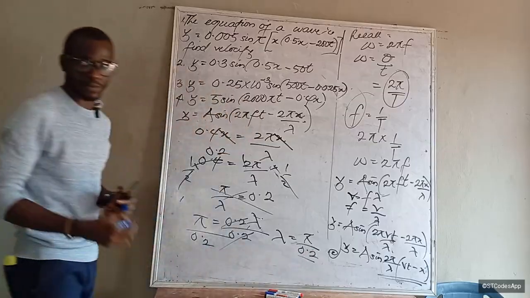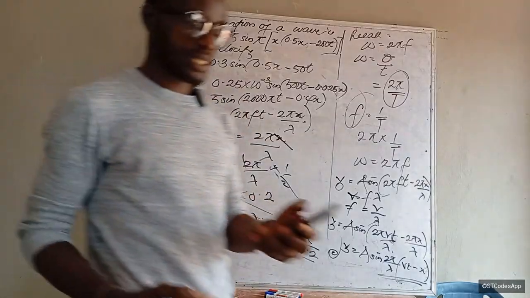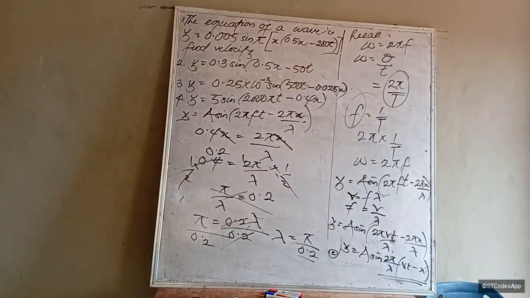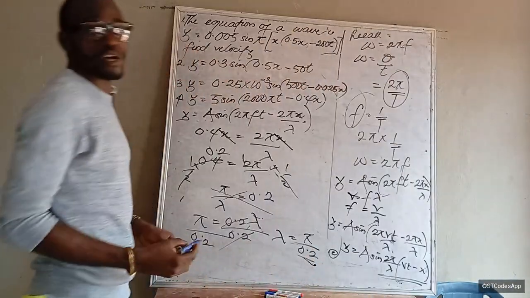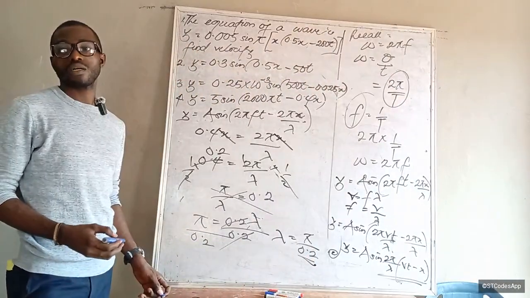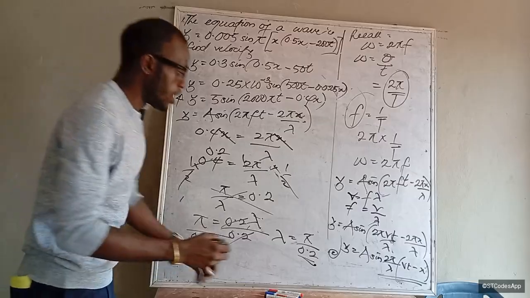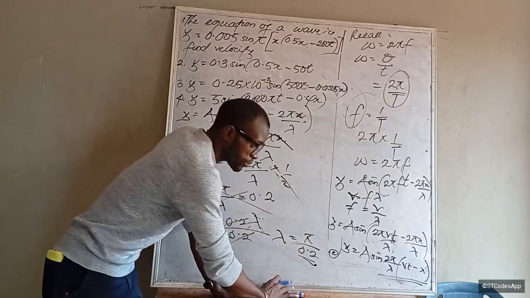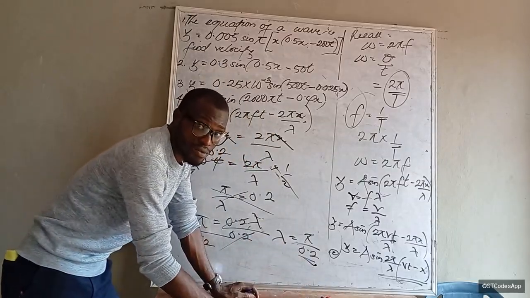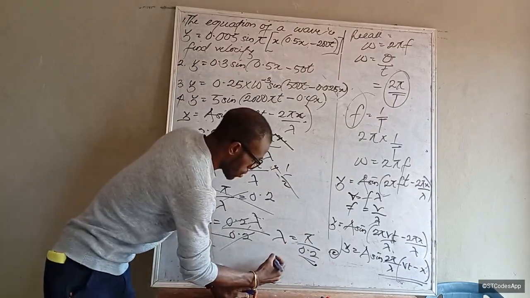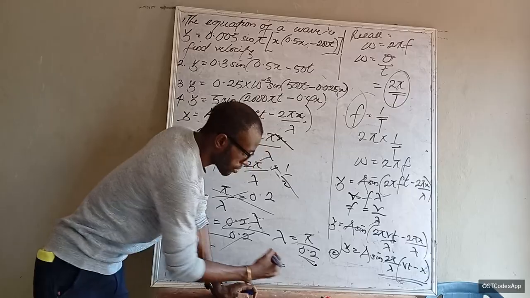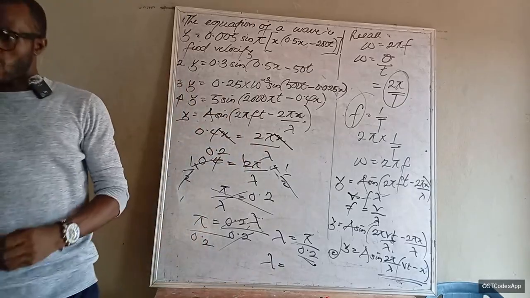Is it in the options? Check question 48. No. What's in the options? If it's not a fraction, we'll change it to decimal. 12.4. Look at this. What's 0.2? 1 over 5, right? So lambda becomes... Is it wavelength I have to find? Let me see.